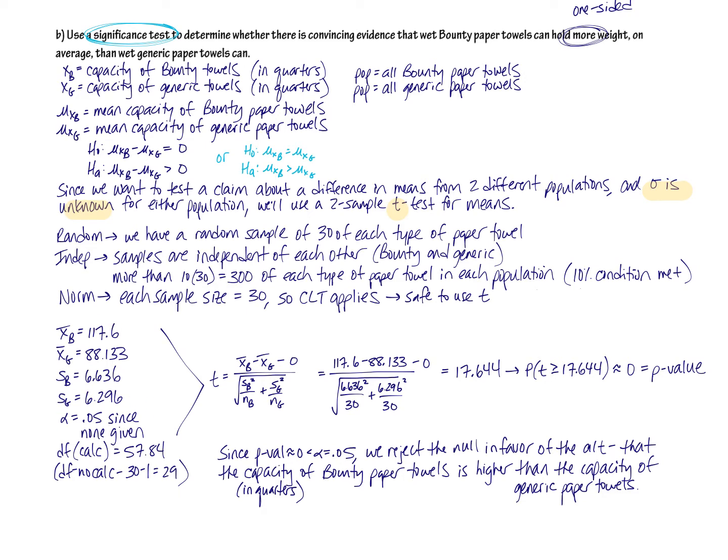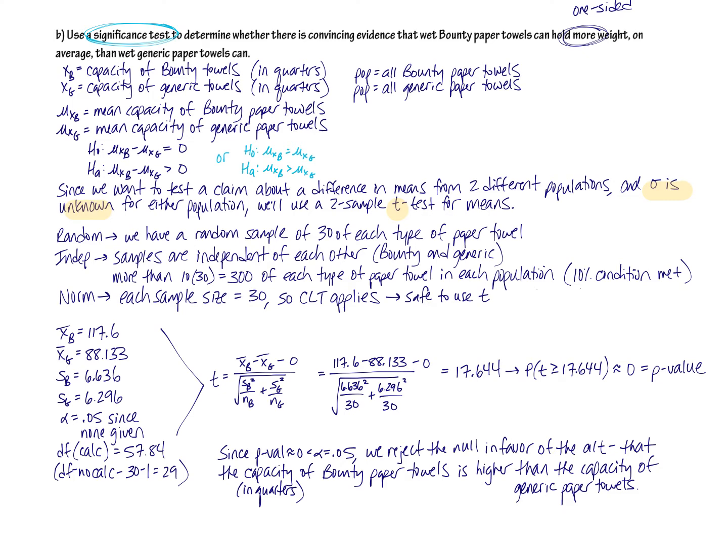The alpha is 0.05 since none is given. And then remember the degrees of freedom from the calculator. You need to be able to get that from the calculator because this is a much more accurate degrees of freedom than using the conservative, which is the smaller of the 2 sample sizes minus 1. The calculator does a much more accurate calculation of degrees of freedom based on the sample sizes, standard deviation, all that stuff. And so what we're going to use here for our degrees of freedom is 57.84.